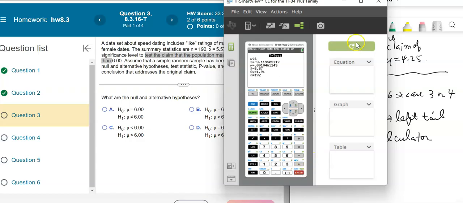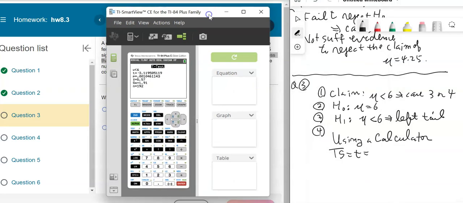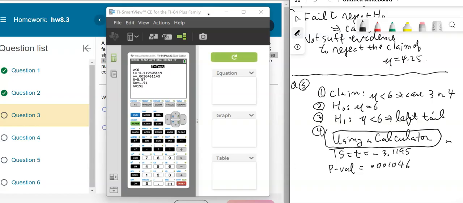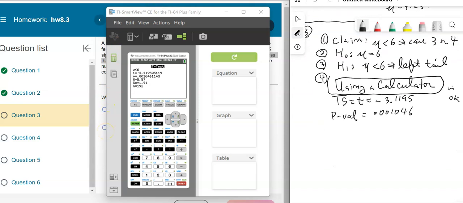Forget the blue stuff. Calculate. As you can see, the statistic is negative 3.1195, and p-value is 0.001046. You're welcome to use a calculator, using a calculator is okay. So now let's enter it, and we have to finish it.